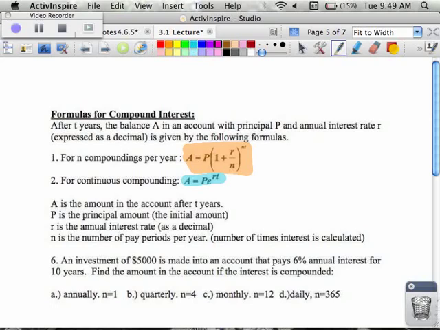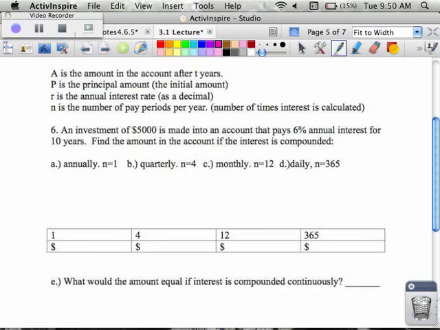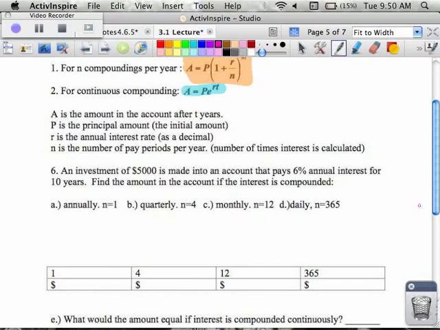So let's try a few problems here and see what happens when we check these. So down below it says, I'm going to invest some money. I'm going to invest $5,000. What does the $5,000 represent? P. It's in an account that pays 6% annual interest, which represents R. And I'm going to go for 10 years, which represents T.